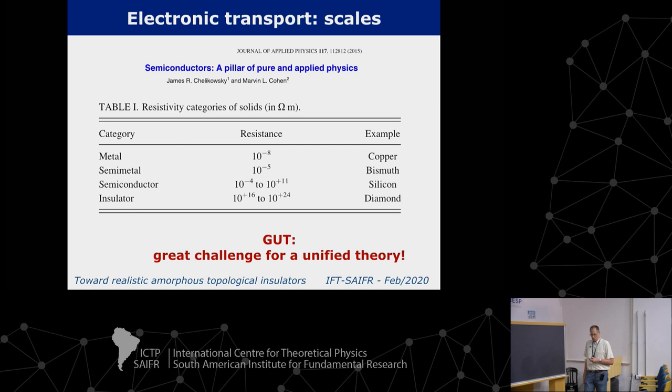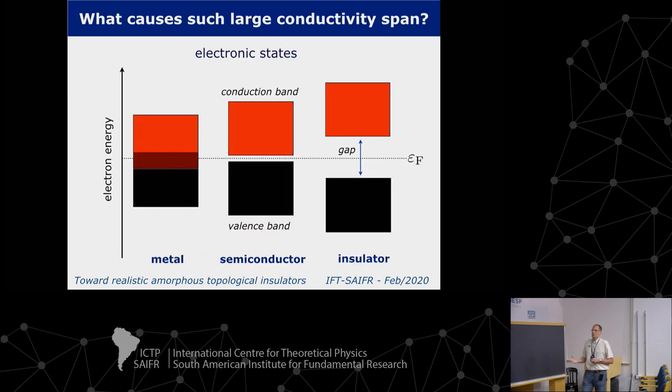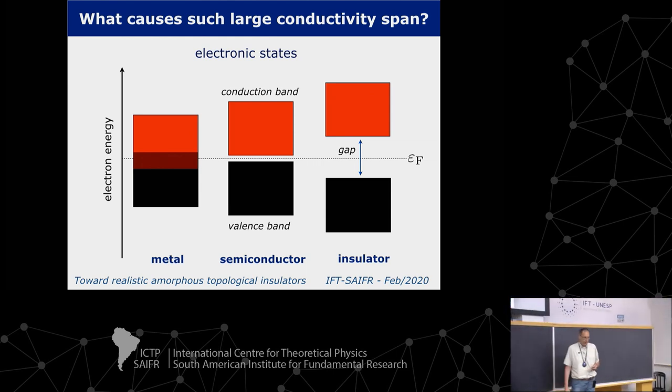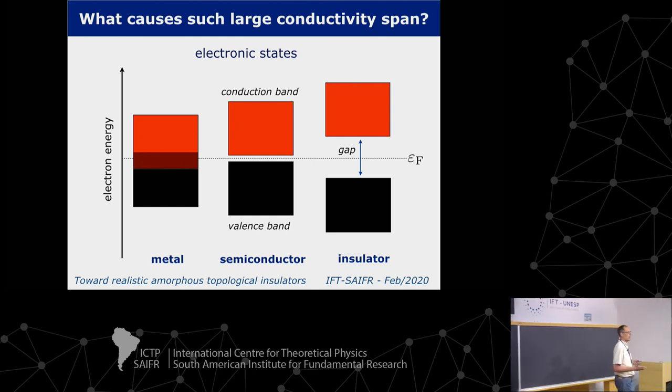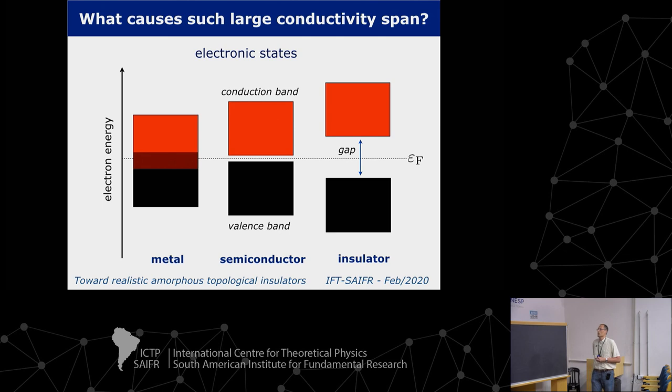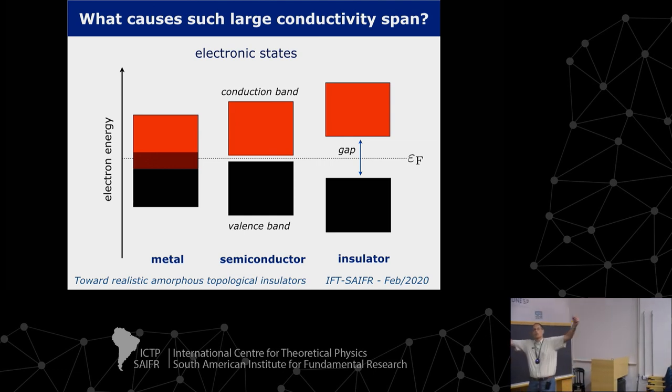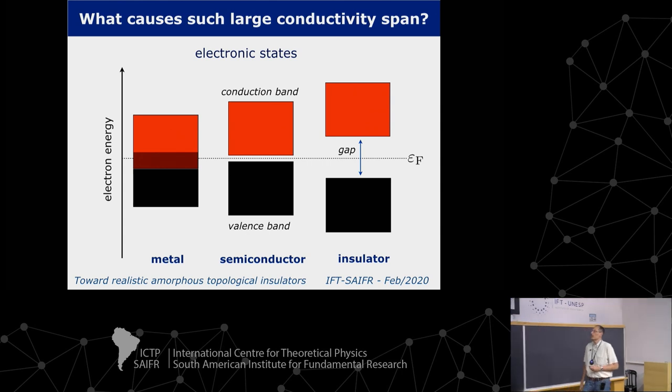Okay, so the previous slide was a little bit misleading, because for these different scales, we actually understand how to explain the basics, which is this zoo. This is physics 101: you understand the difference of a metal, a semiconductor, an insulator by looking at the electronic states. Basically, if you look at the Fermi energy, if you have a large density of states at the Fermi energy, this guy is a good conductor. There are states that will conduct from point A to point B, from source to drain.